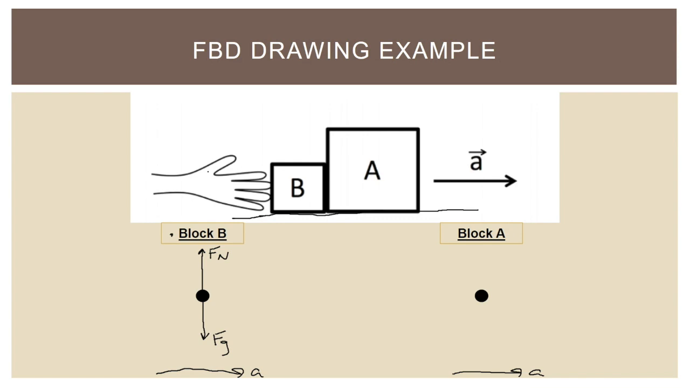And then, of course, we have to recognize this thing is not accelerating in the vertical direction, so it really makes sense that these two forces would be equal, because if these forces were not equal, the object would be accelerating up or down, depending on which force is bigger. And that brings us to the horizontal forces here. In the horizontal direction, we have two forces acting on block B. We have the force from the person's hand pushing to the right, and we have the force from block A pushing on block B to the left.